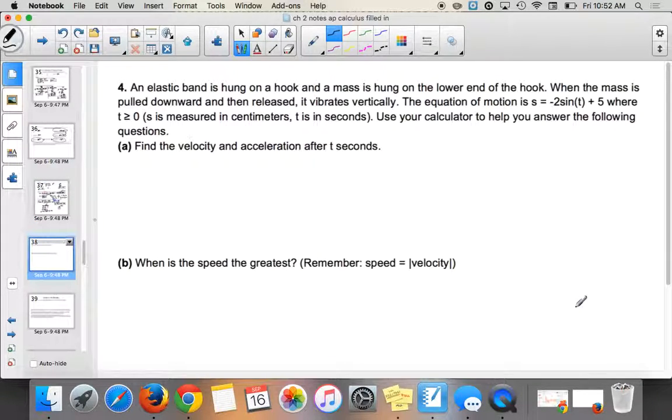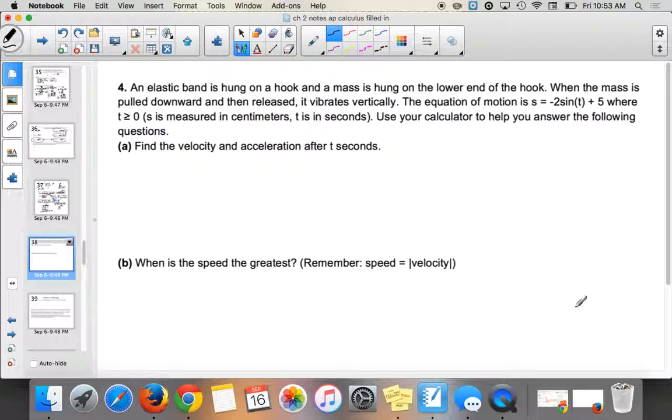All right, and the last one, so it says an elastic band is hung on a hook, and a mass is hung on the lower end of the hook. Okay, so we actually do use trig values a lot in real life. We use it for things like this, like a spring, but you also use it for things like currents or temperature during the day. It's kind of a sine function, so it's cool in the morning, gets hot, and then it cools off again at night. So yeah, we would use sine functions for a lot of things.